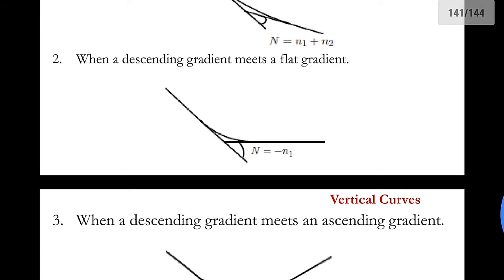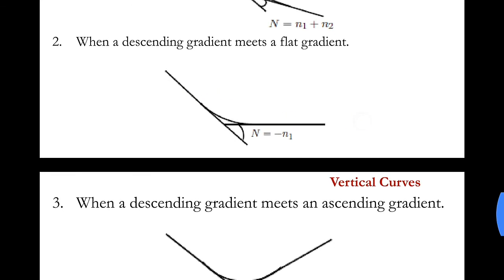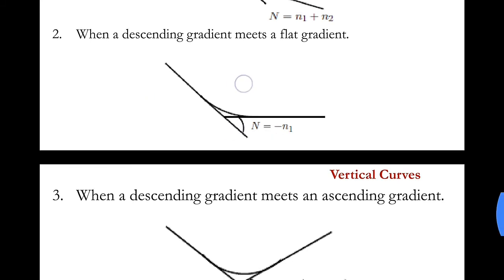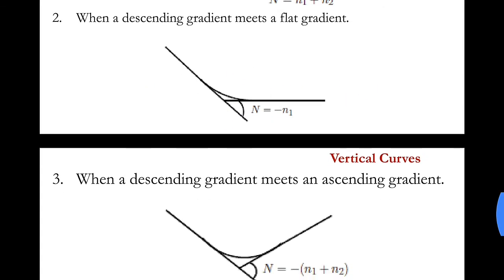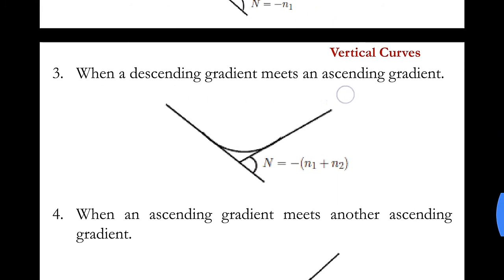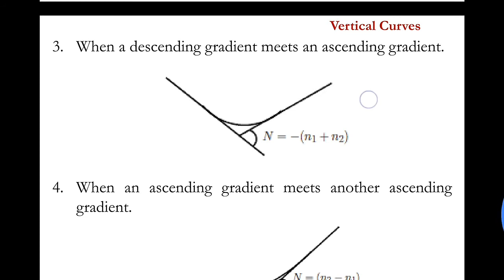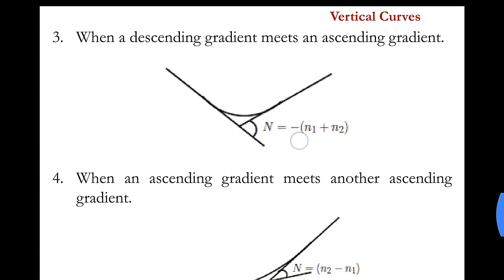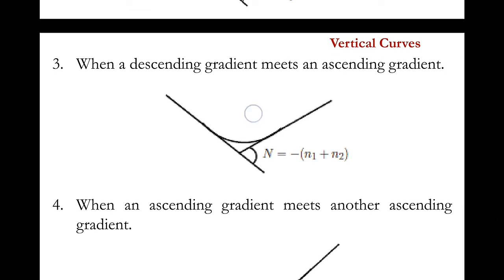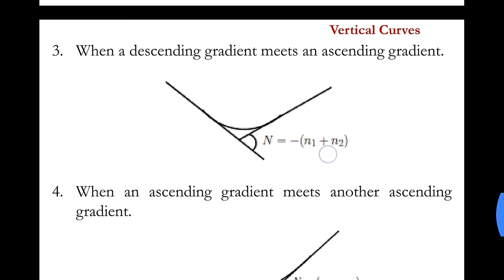Okay, now when a descending gradient meets a flat gradient. The descending gradient is nothing but minus n1 and n2 is 0. Therefore, what is the deflection angle? Capital N equal to minus n1 minus of n2. n2 is 0, hence N equal to minus n1. When a descending gradient meets an ascending gradient, descending gradient is minus n1, ascending gradient is plus n2. So what is the deflection angle? Minus n1 minus n2. Taking minus as common, it would be minus of n1 plus n2.